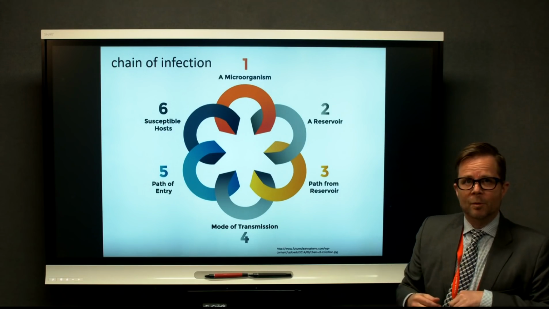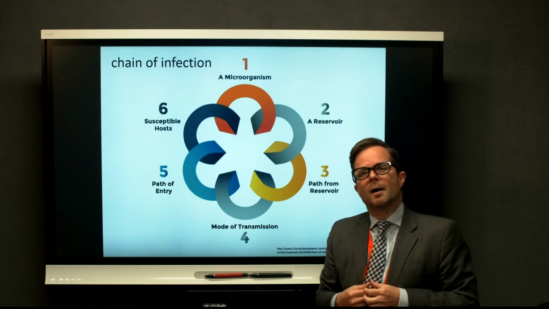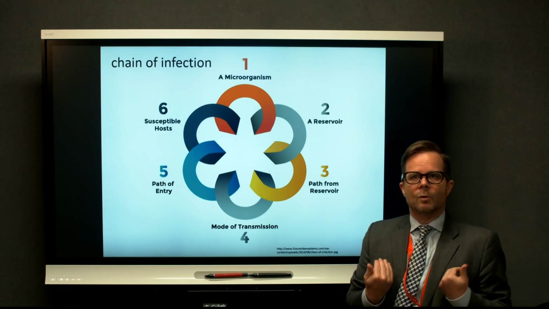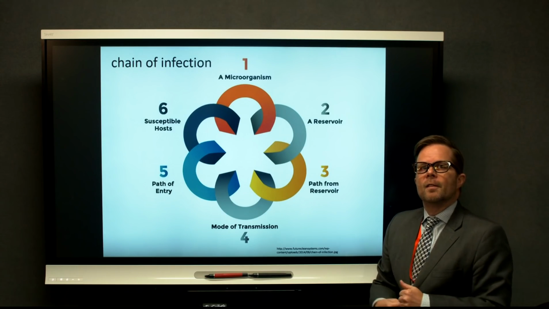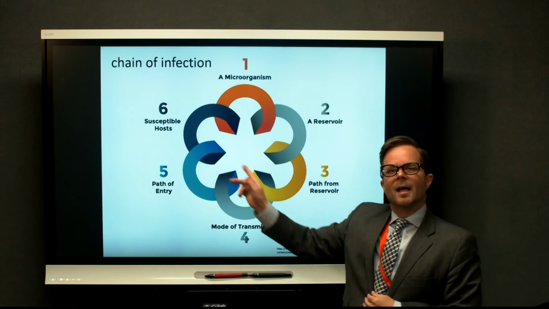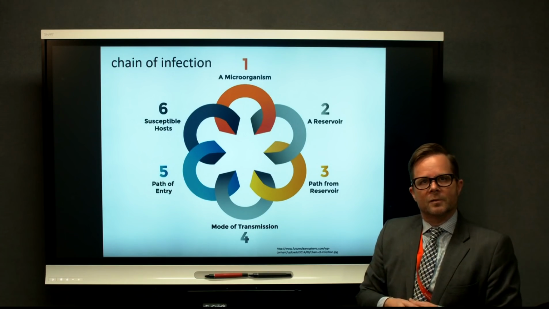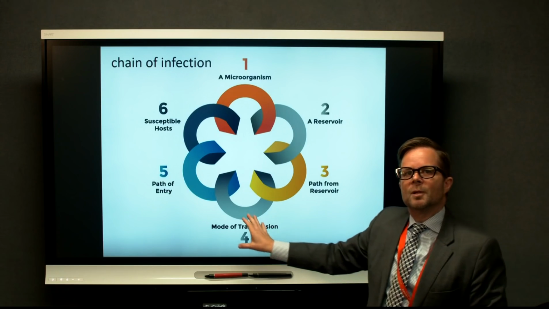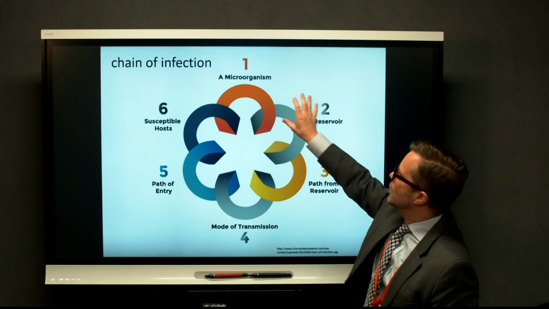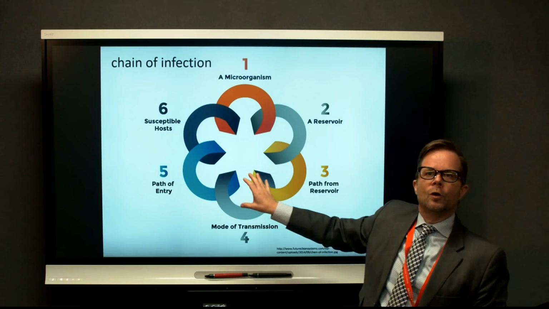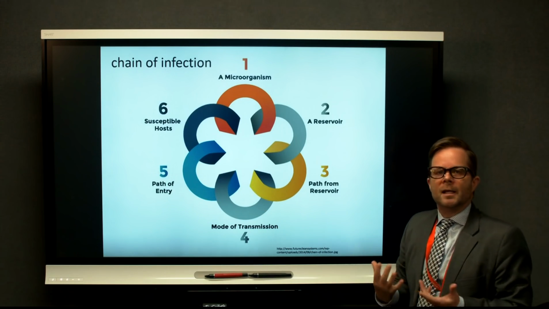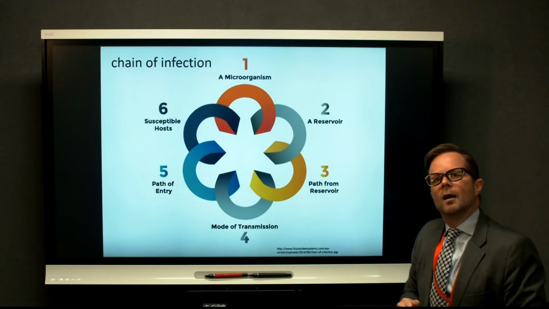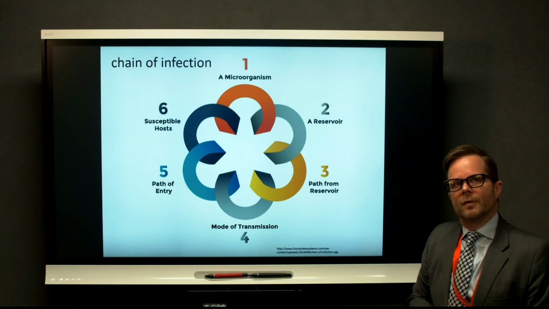However, if we're susceptible to the infection, if there's sufficient numbers or sufficient virulence, or our immune system isn't effective, then we are susceptible and we will then develop the infection ourselves. So in order for infection transmission to be successful, all of these events need to occur in sequence. And the key for us in preventing infection is to block or break one of these chains of infection.